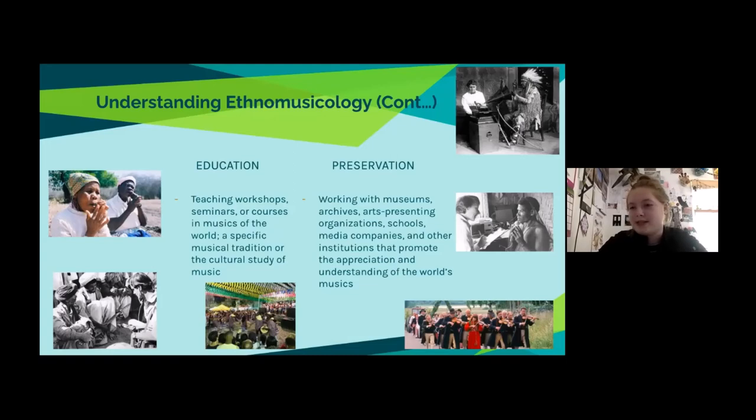And more important than teaching classes, their role tends to fall as a preservationist. As preservationists, ethnomusicologists take on the responsibility to document and promote musical traditions. And they work a lot with museums and archives and other arts presenting organizations like schools and media companies to promote appreciation for and understanding of the world's music.